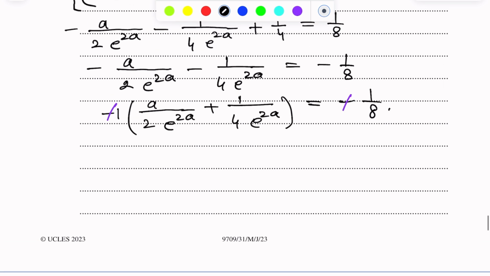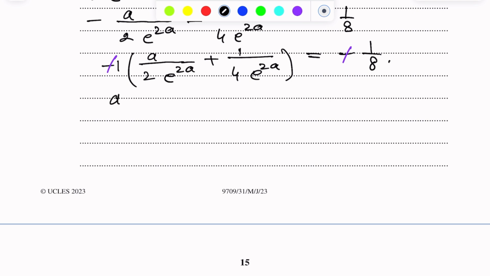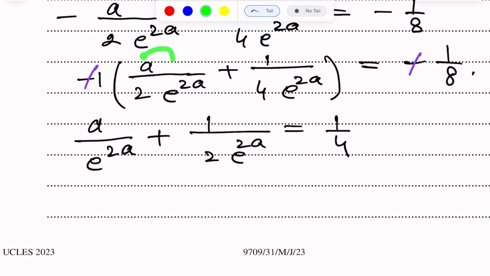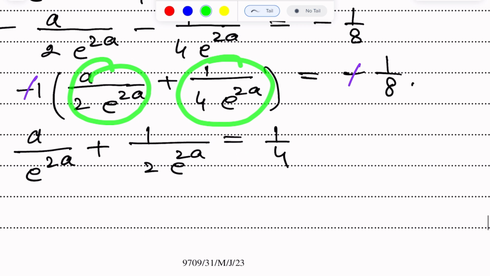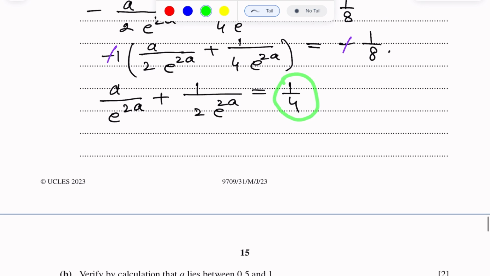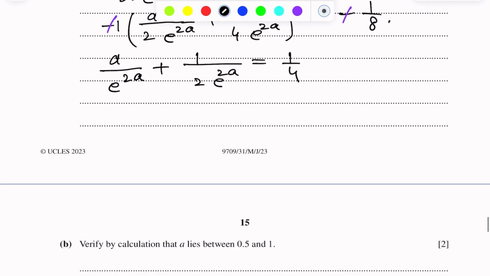Taking common, we can take common 1 over 2 from both sides. After cancellation, we get a over e power 2a plus 1 over 2e power 2a is equal to 1 over 4, because we have taken 1 over 2 common from the left side, and it will be cancelled with 1 over 8, it becomes 1 over 4. So now we try to show the given relation.